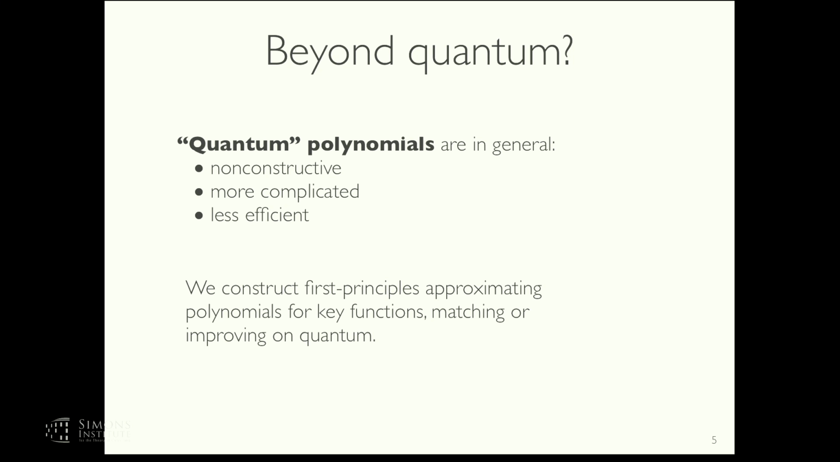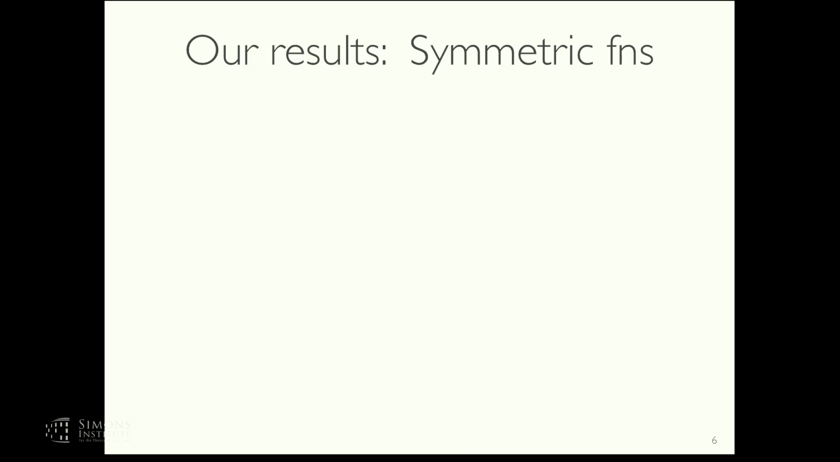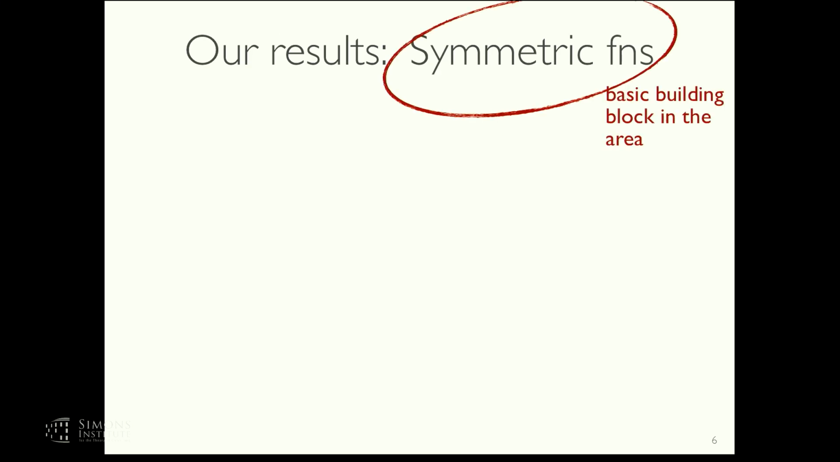So in particular, as our main theorem, we're going to exhibit the first natural problem with a polynomial gap between approximate degree and quantum query complexity. Okay, so let's get started.